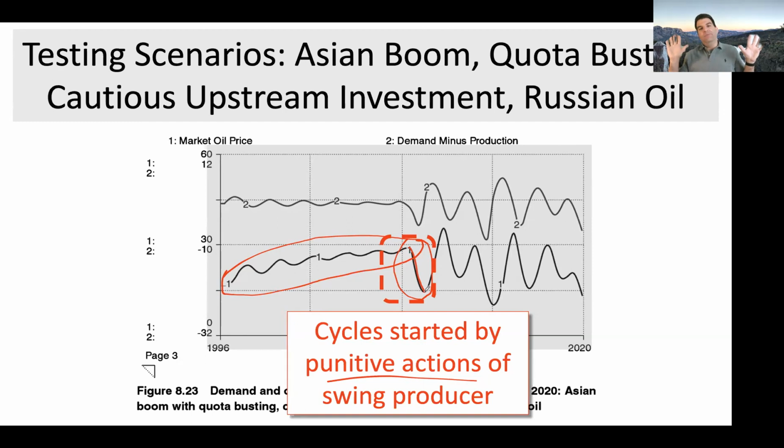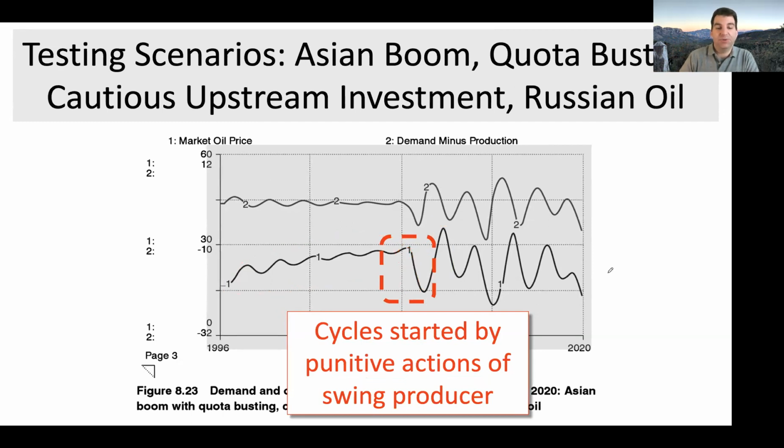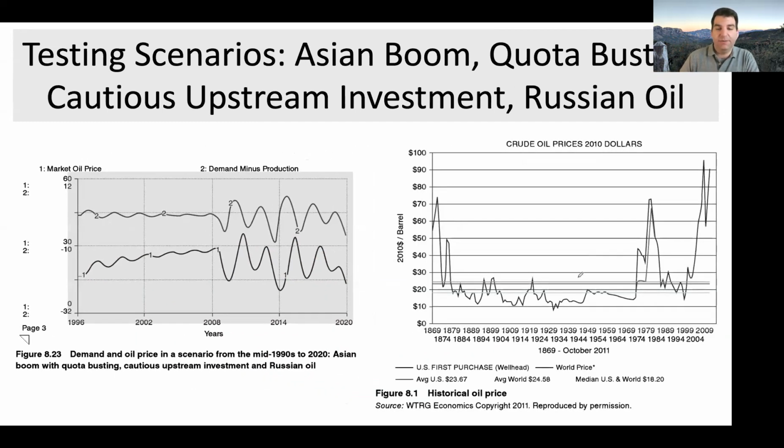which then causes the opportunists to back off, which then sends the oil price up. But then that might cause some of the opportunists to still come back in, which sends things back down, and you get these wild oscillations. And it sort of matches some of the patterns that we see in real history here.